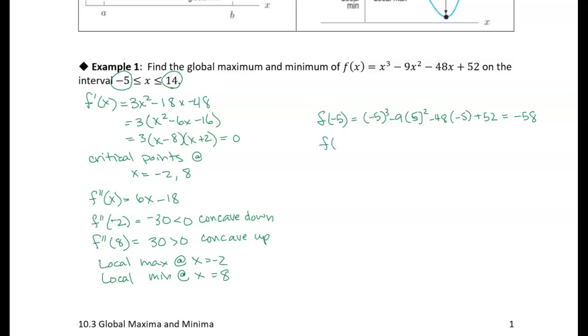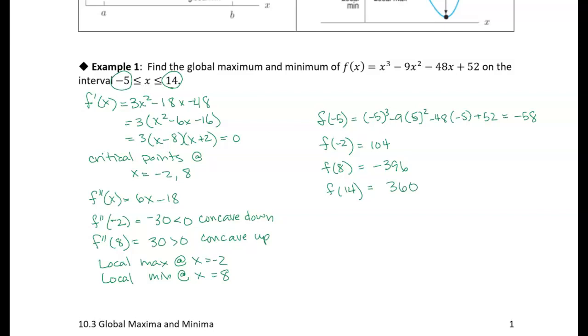Let's just evaluate them in order. So f of minus 2, and we already know this from previous lectures, the value at minus 2 is 104. The value of the function at 8 is minus 396, and if I evaluate the function at 14, I get 360.